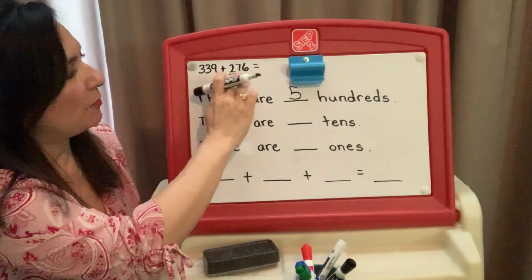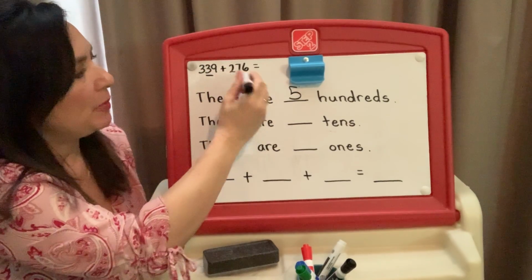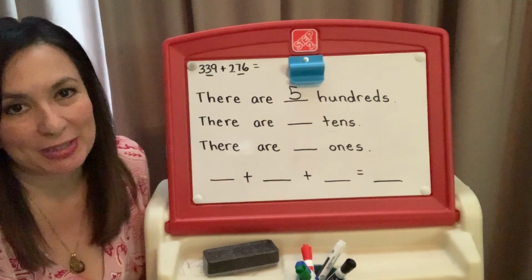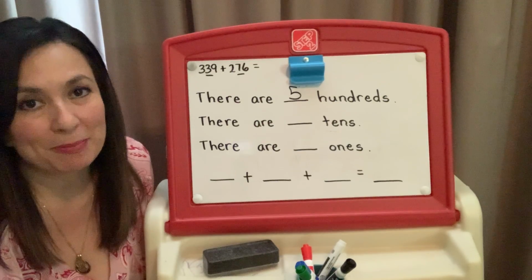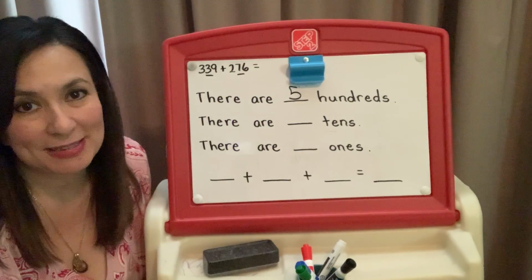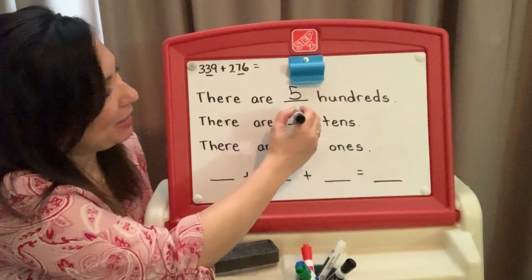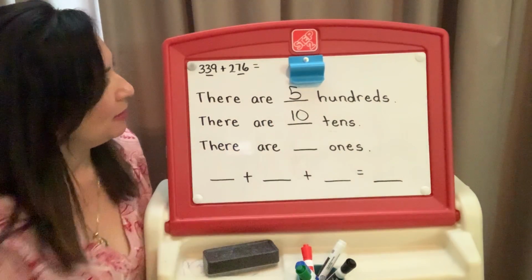Now I'm going to move over to the tens place. We have a 3 and a 7. What is the sum of 3 plus 7? Say it with me, 10. So I'm going to write there are 10 tens.